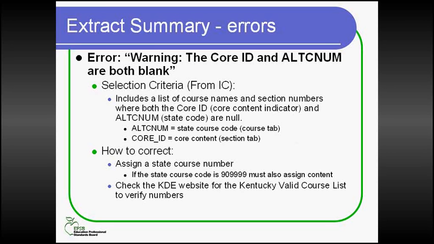If the state course code is 909999, which is called School Defined Course, then the school will need to put a core content indicator in the drop-down on the section tab. Otherwise, that drop-down should be left blank.